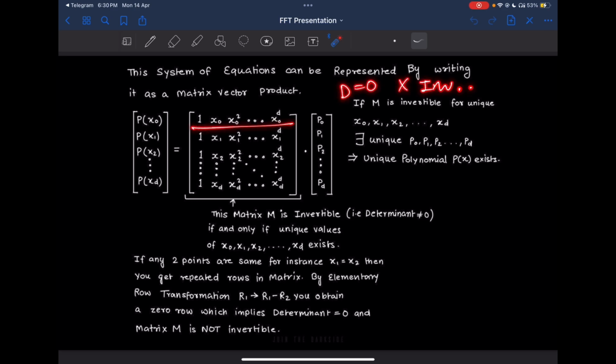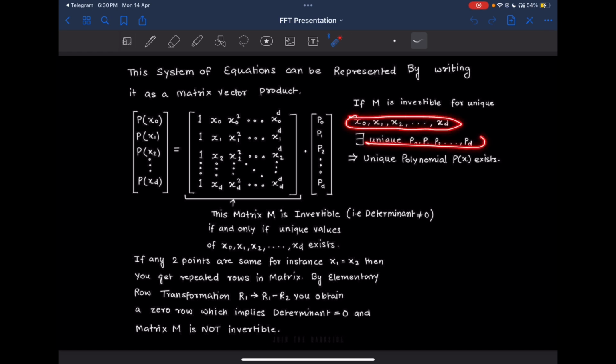So it is important for all these points to be distinct so that this matrix is invertible, right? If any two rows are the same, then the matrix is not invertible. And why is it important for the matrix to be invertible? It is because for these d plus 1 points, there exist unique coefficients, which give you a unique polynomial p of x. That's why it is important that the matrix is invertible.